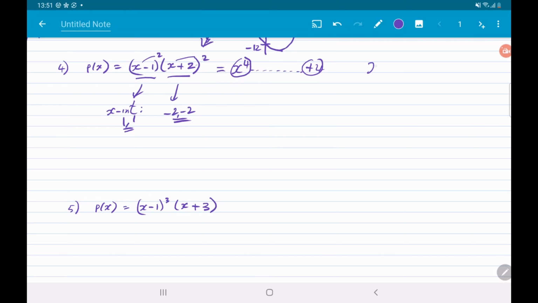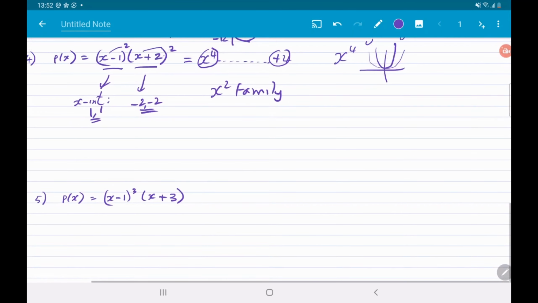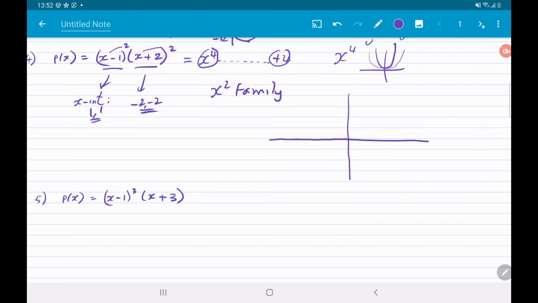And remember, an x^4 graph looks like this. It's similar to an x squared graph, so this is actually in the x squared family. So it's going to be up, up when we draw our graph. Let's try to draw the graph. We've got minus 2, and we've got 1 here.